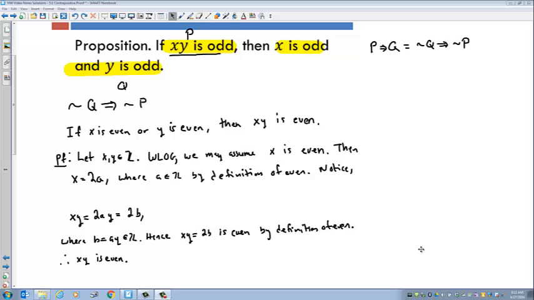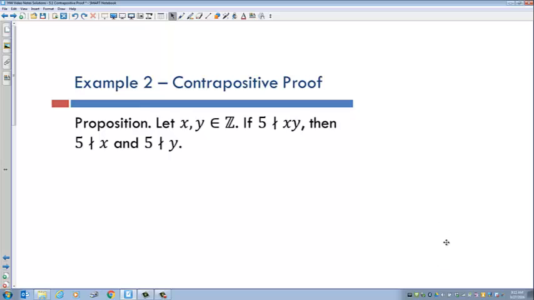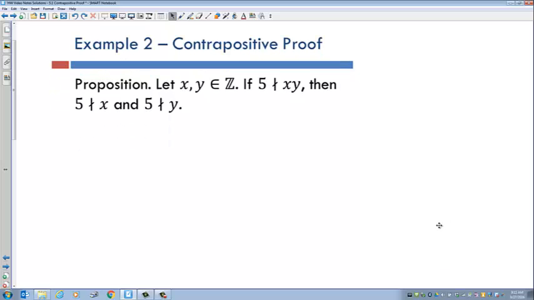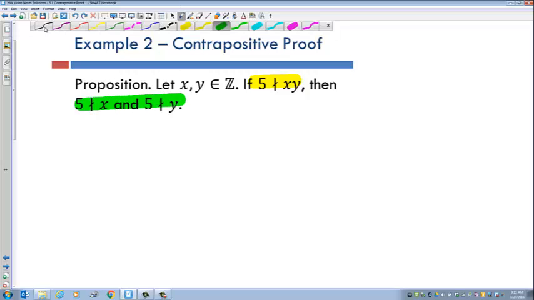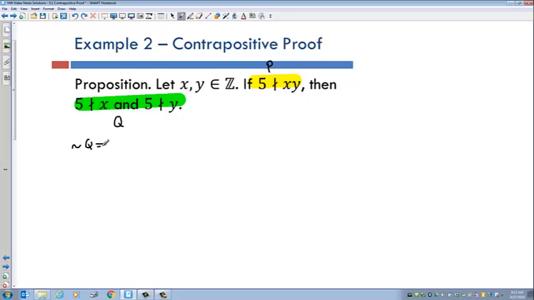So let's take a look at another example here. So here's one more example we're going to do by using this method of proof called contrapositive proof. So here we have let x and y be integers, and if 5 does not divide xy, then we want to show that 5 does not divide x and 5 does not divide y. So let's identify our p and our q. So this is our p right here, and then this is our q right there. And we want to write down the contrapositive. So remember, the contrapositive is not q implies not p.